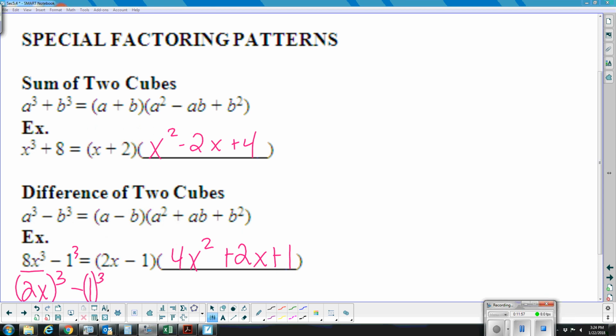So when you have these, it's important to first be able to identify what your a is and what your b is. Actually, I didn't identify this up here for you, but your a in this example is x because it's x cubed, and your b is 2 because 2 cubed is 8. So sometimes it's helpful just to rewrite it in cubic form so that you can see and apply those patterns a little more easily.